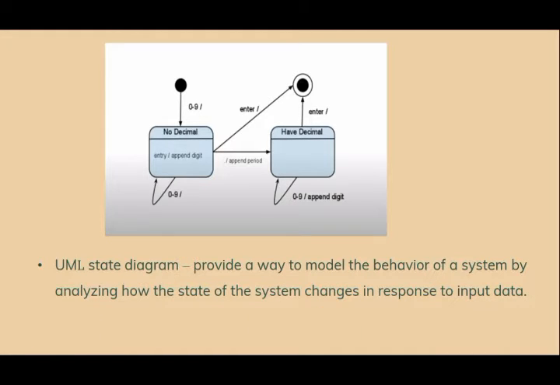UML state diagrams provide a way to model the behavior of a system by analyzing how the state of the system changes in response to input data. So basically, it is the way to model the behavior of a system. As you can see, we have a sample model of a system that captures the user entering a number consisting only of the digits 0 to 9 and at most 1 decimal point.